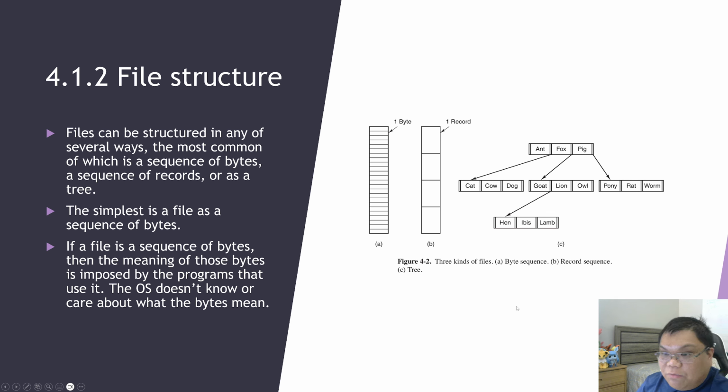Files can be structured in one of several ways, and the most common ways are as a sequence of bytes, a sequence of records, or as a tree. The simplest way to structure a file is as a sequence of bytes. Here, the meaning of those bytes is imposed by the program that uses it. The OS does not know or care about what the bytes mean.